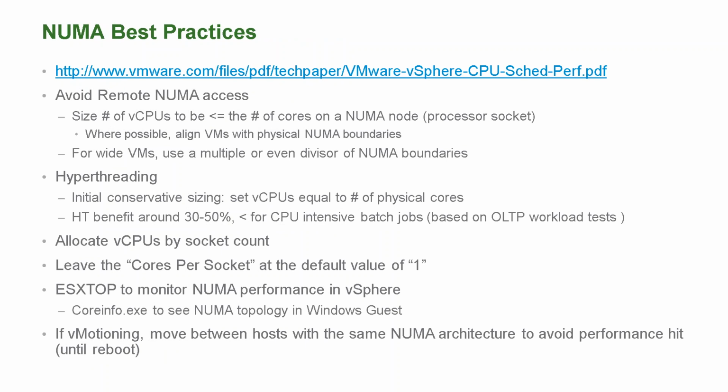In order for us to be able to expose the true underlying NUMA architecture to the VM, we require that when you allocate CPUs to your VM, there are two ways to do that. One by socket, the other one by cores per socket. We encourage you to always leave the cores per socket at 1. Don't change it to anything. If you leave it that way, then we will be able to mirror the underlying NUMA architecture to the VM. If you change it to anything, whatever you've changed it to is what we are going to expose to the OS and to SQL.